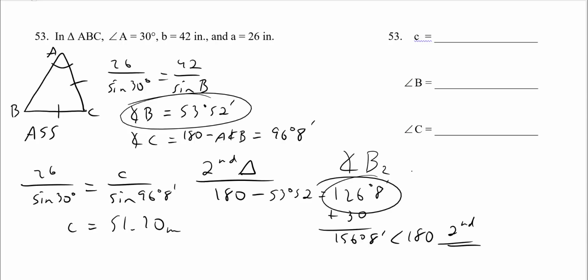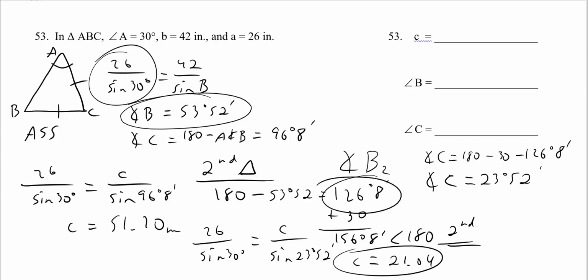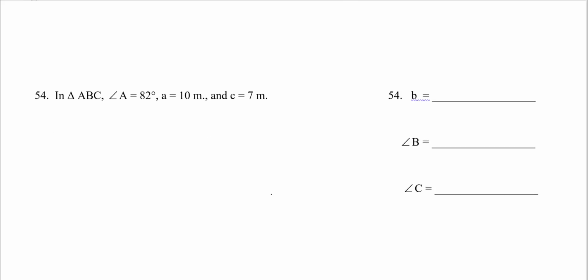And then angle C is 180 minus the given angle, 30, minus 126.8. So angle C is equal to 23.52. Then to find side C, because you've got to find that too, we're just using law of sines. Again, I'm going to use that 26 sine of 30. So 26 over sine of 30 is equal to C over sine of 23.52. And C comes out to be 21.04 centimeters. Okay, so again, look over that sheet. That was the best way to do these problems, just make sure you know what you're doing. All right, so here's another one.